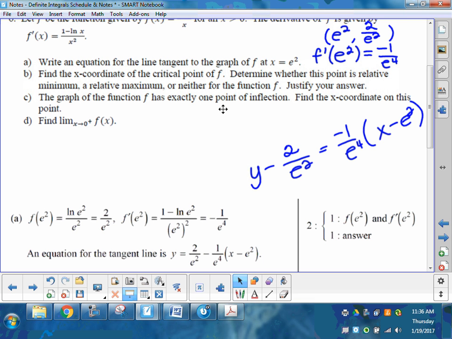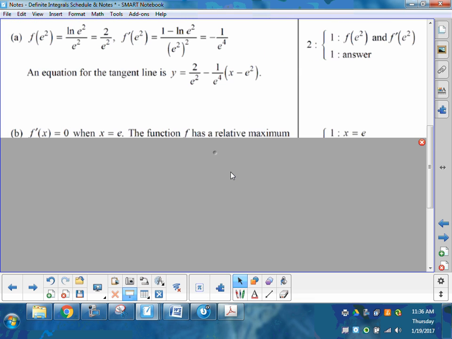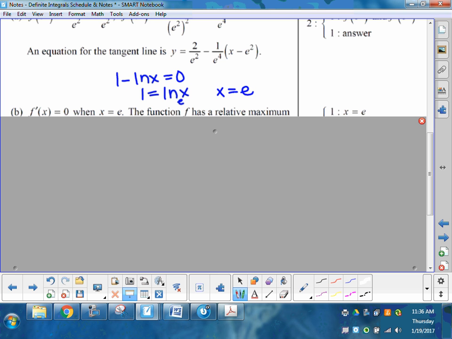The numerator. That's it. You could do out the cross product, that's fine, but set the numerator equal to 0. The work you would have to show is, my numerator was 1 minus the natural log of x. So I add this over: 1 equals the natural log of x. What's the implied base of the natural log? E. We're doing this with the Algebra 2 kids now. E to the 1 power is equal to x. So that would mean x is equal to e.